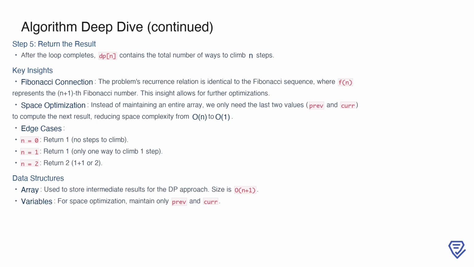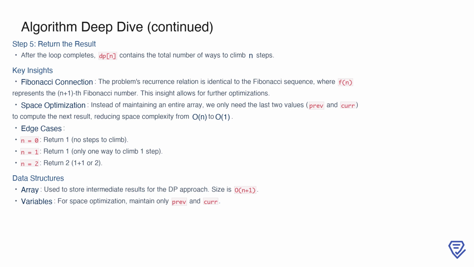Once the dp array is fully populated, the solution to our problem is stored in dp of n, which represents the total number of ways to climb n steps. Additionally, there are a few key insights worth noting. First, the recurrence relation mirrors the Fibonacci sequence, meaning f of n corresponds to the n plus 1th Fibonacci number. Recognizing this connection allows for further optimization.